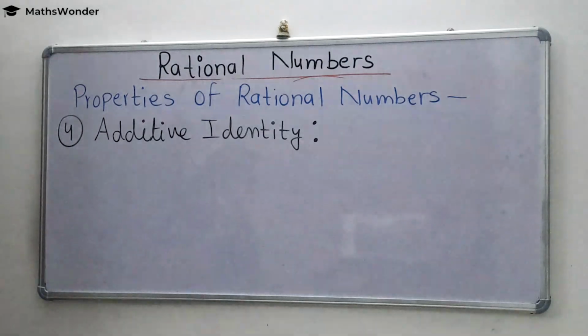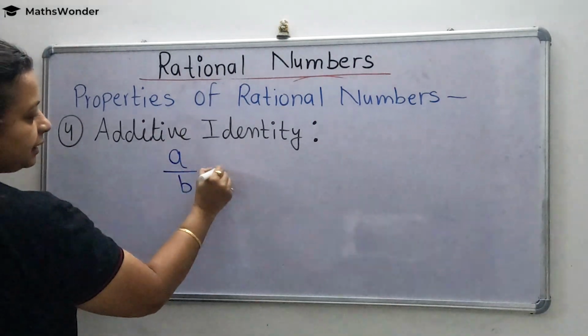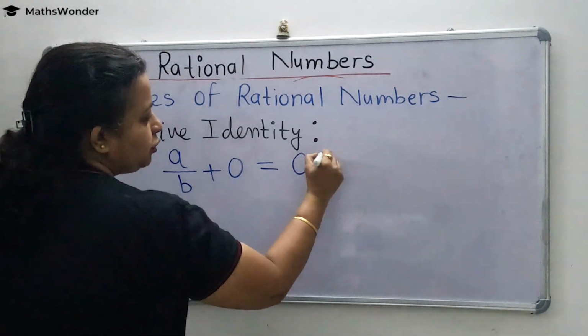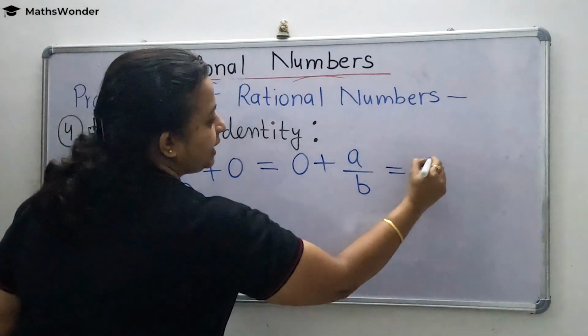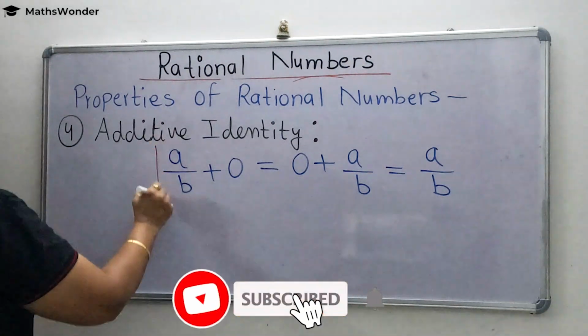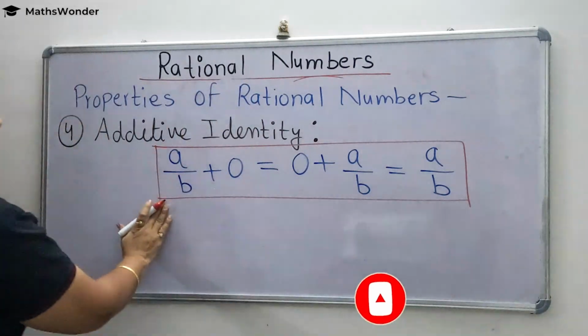0 is a rational number, yes? So a over b plus 0, if you add any rational number with 0, or if you change the order, 0 plus any rational number, you will get the same rational number. This property says this. So 0 is the rational number such that the sum of any rational number and 0 is the rational number itself, right?